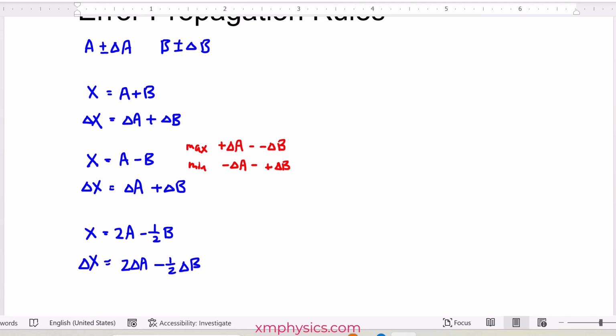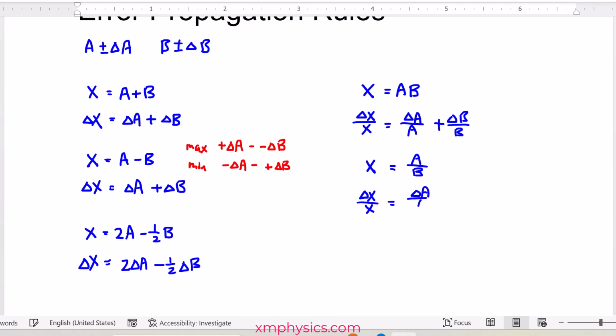Okay, let's move on. What if we are doing X equals A times B instead? So now we are multiplying terms. If you have watched the previous video, then you know that this time round it is the percentage uncertainties that sum up. So what if we are doing X equals A divided by B instead? So now the percentage uncertainty of X comes from the percentage uncertainty of A plus the percentage uncertainty of B. So again, it doesn't matter whether you are multiplying or dividing, the percentage uncertainties always add up.